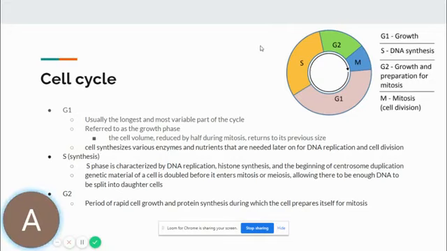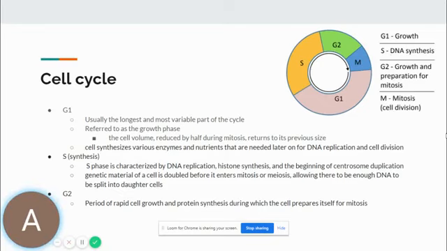S is the synthesis phase, or DNA synthesis. S phase is characterized by replication of DNA, histone synthesis, remember, histone is how the nucleus packages the DNA, and the beginning of centrosome duplication, which is for later mitosis. The genetic material of a cell is doubled before it enters mitosis or meiosis, allowing enough DNA to be split into daughter cells. Mitosis is cell division; meiosis is how you make reproductive cells or gametes.